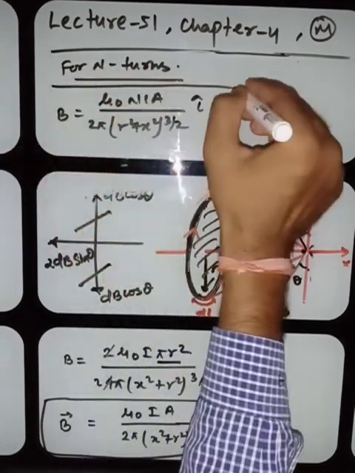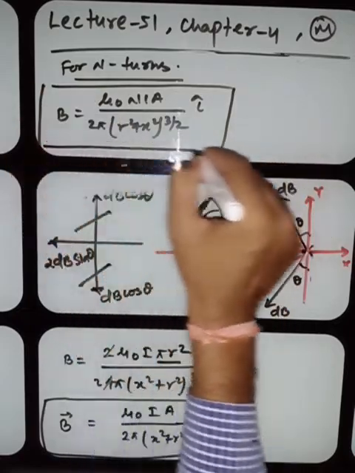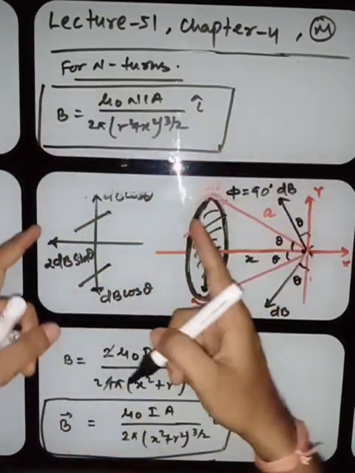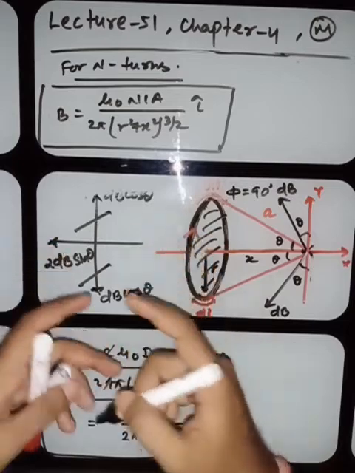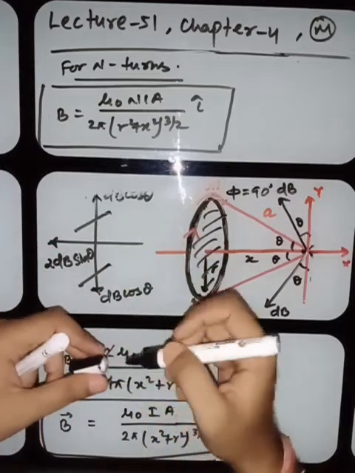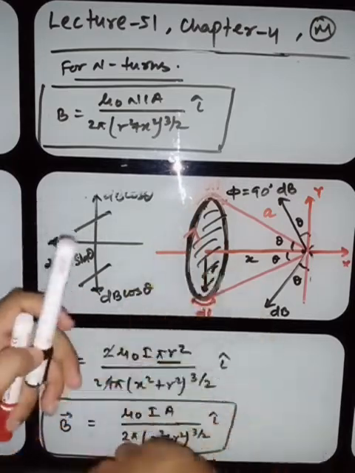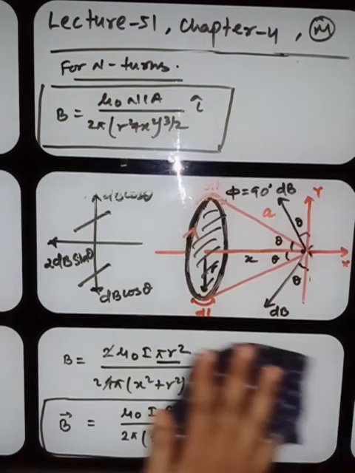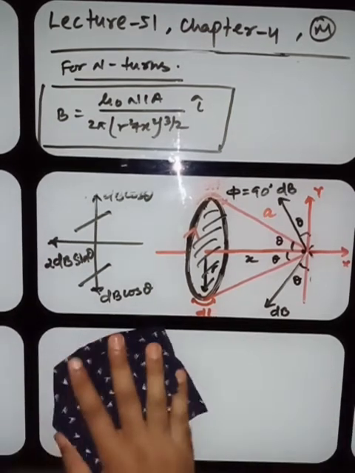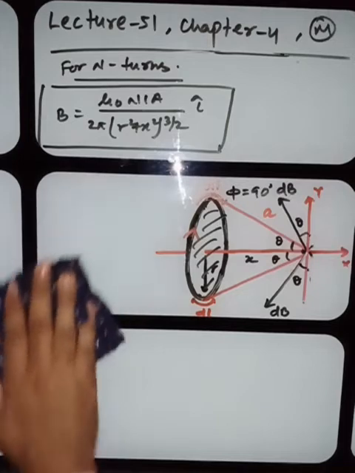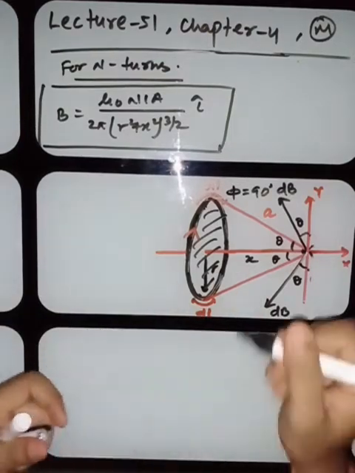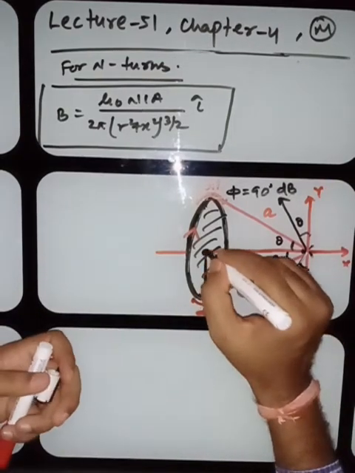In the next lecture, my dear students, you should remember this equation. We will continue from here. Remember, we will continue from here. Now let me show you the answer for the magnetic field at the center of this coil.